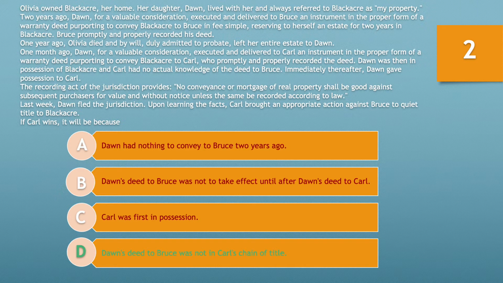In order for Carl to prevail over Bruce, Carl must be a bona fide purchaser who recorded first. However, in this case, Bruce promptly and properly recorded his deed, which defeats Carl's status as a bona fide purchaser. As such, the only way Carl would prevail is if Dawn's deed to Bruce was not in Carl's chain of title.